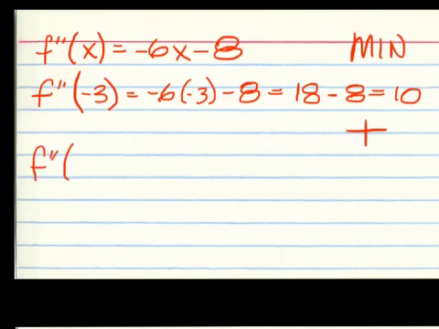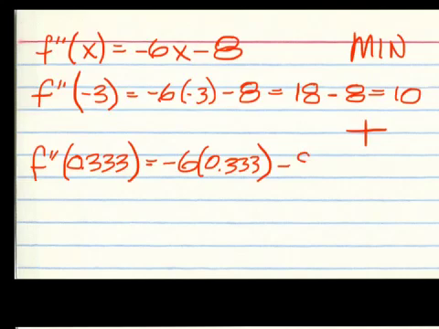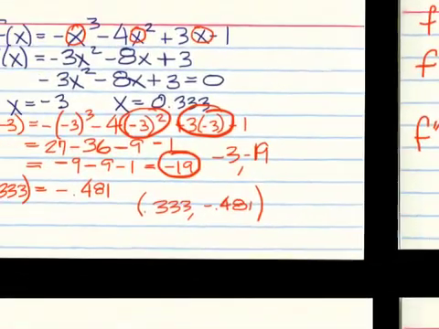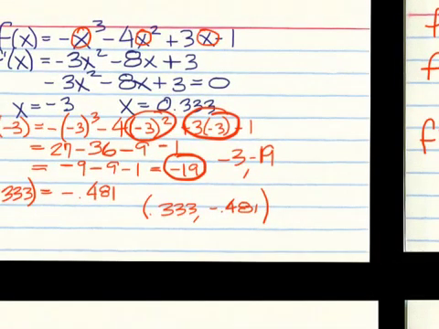And then over here, what do we plug in next? 0.333. So it's a negative 6 times 0.333 and then minus 8. We'll come back to give you a negative answer, which means what? It will be a maximum point. So going back over, this one is a minimum and this one is a maximum.